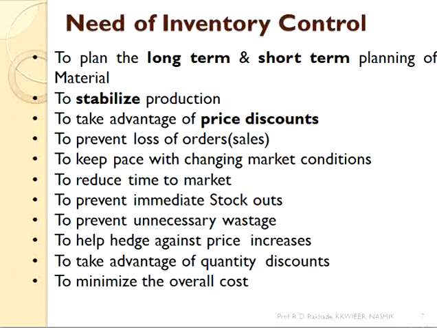Then next, to take advantage of price discounts if you order at the right time with the right quantity, to prevent loss of orders regarding sales, to keep pace with changing market conditions, to reduce time to market, and to prevent immediate stock out if you have proper inventory control. Then to prevent unnecessary wastage, to help hedge against price increases, to take advantage of quantity discounts, and to minimize the overall cost. So the main objective of inventory control is to minimize the overall cost of production.